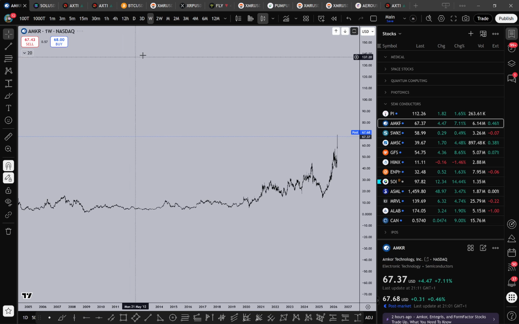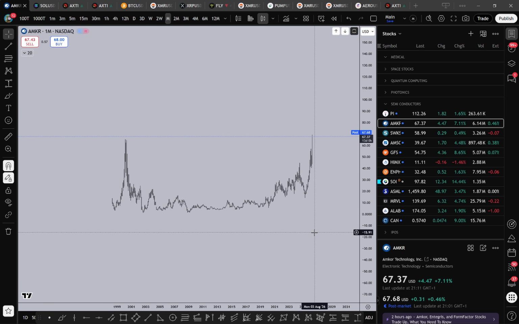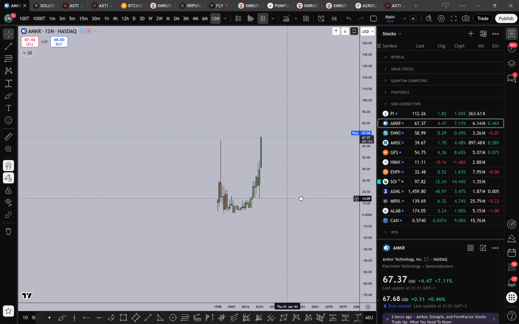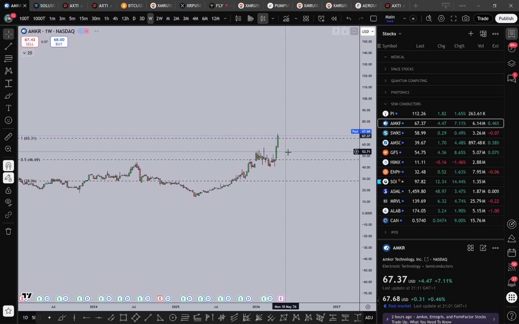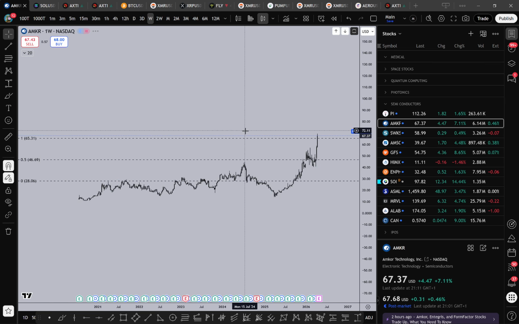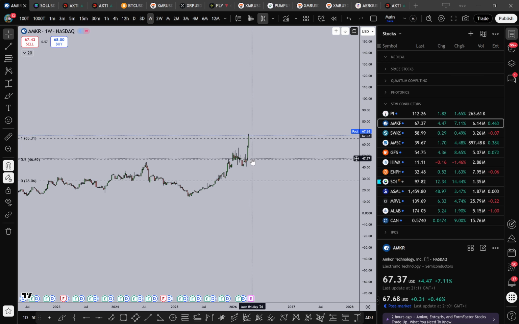Amcor. Some of these have already moved, so I'm only showing them in case you ever get a pullback. But Amcor, sort of like what Axti did, if you were to get a pullback to this area right here, 46.69. Should we get a pullback on Amcor to 46.69, that would be the entry.